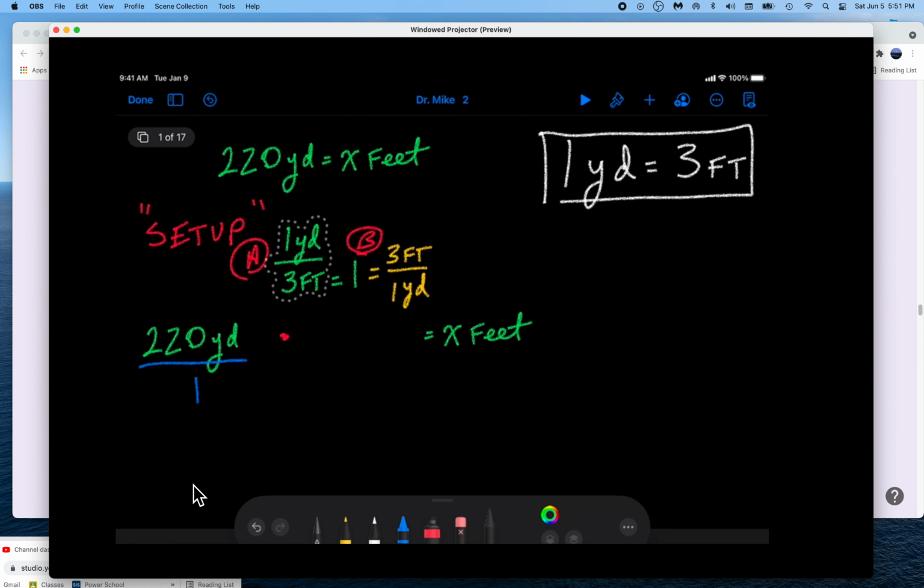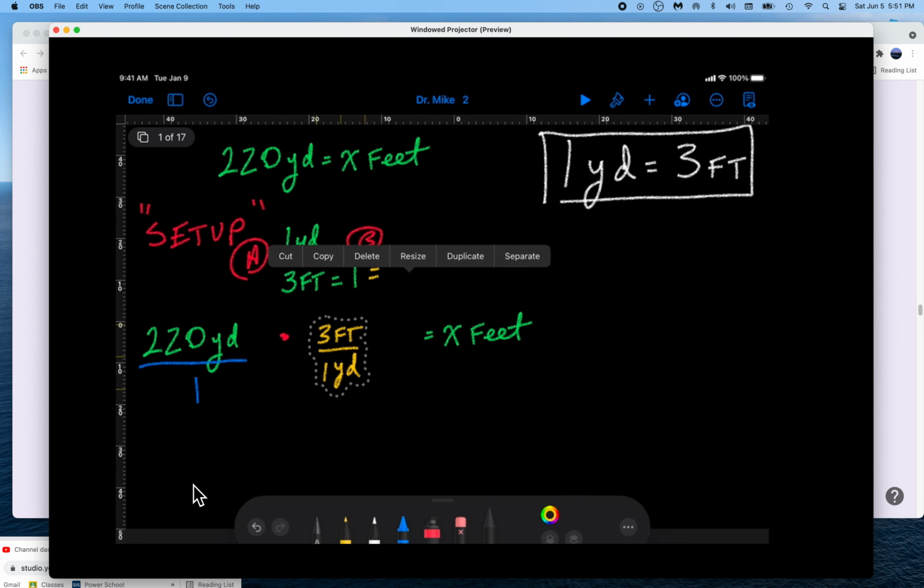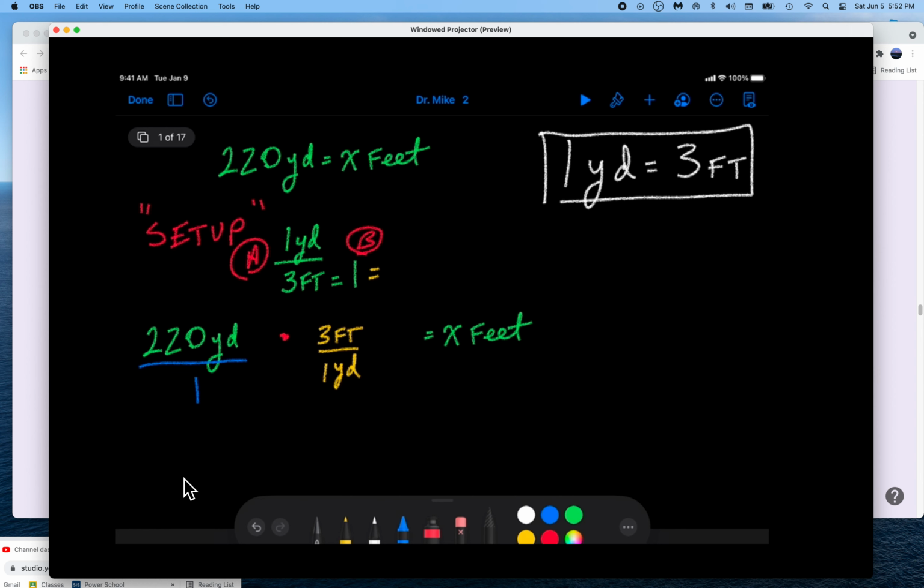Now let's bring version B in. Does this accomplish our goal? Answer yes. These yards cancel out. The feet don't cancel out, they stay, and that's what we want. So at this point, folks, you just do the math. You ignore the units and you just look at the numbers. And what do we have? We have 220 times 3, and you get 660. And that's your final answer.